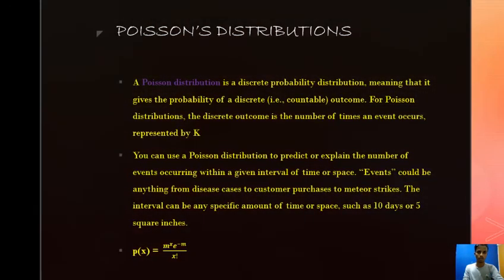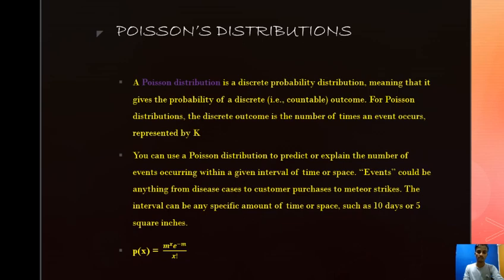A Poisson distribution is a discrete probability distribution, meaning that it gives the probability of a discrete, that is countable, outcome. For Poisson distribution, the discrete outcome is the number of times an event occurs, represented by k. You can use a Poisson distribution to predict or explain the number of events occurring within a given interval of time. The events could be anything from disease cases and customer purchases to meteor strikes. The interval can be any specific amount of time or space, such as 10 days or 5 square inches.